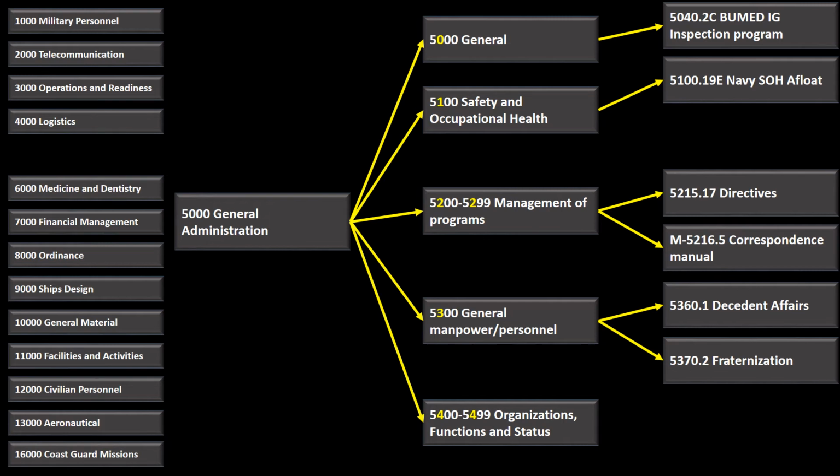And then moving on to our 54, we've got the 5450.15C, the Chief BUMED Organization. So the organization of the office of the BUMED, of the Bureau of Medicine and Surgery, and that's why it falls under this 5400 organizations, functions, and statuses.